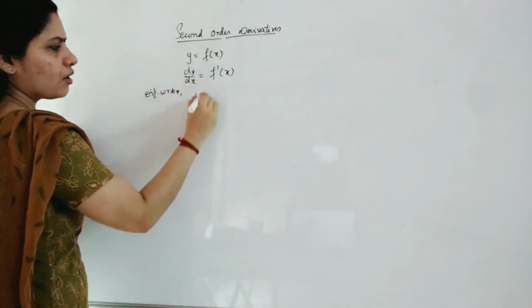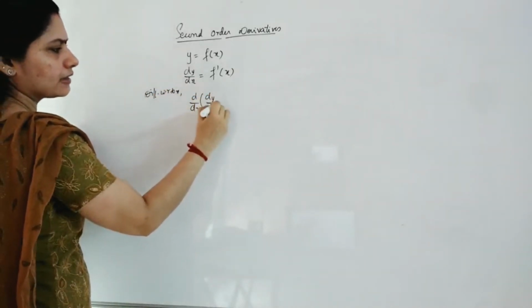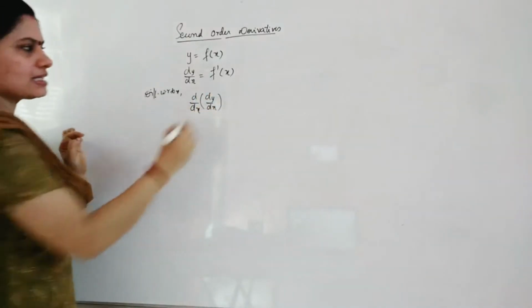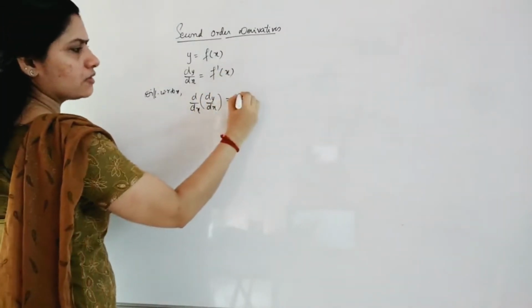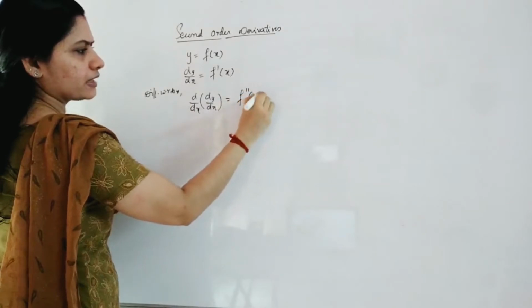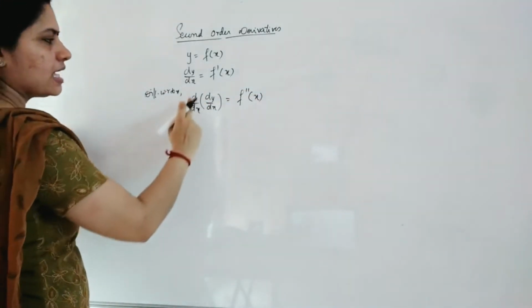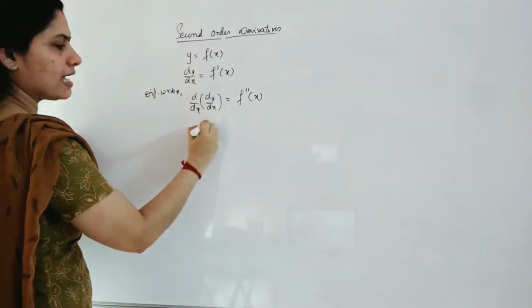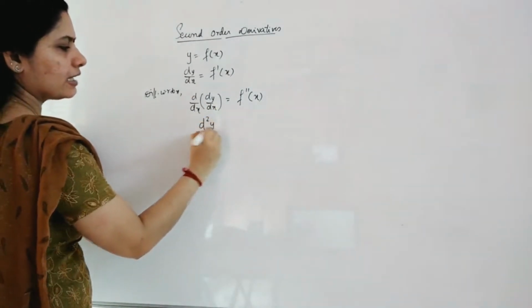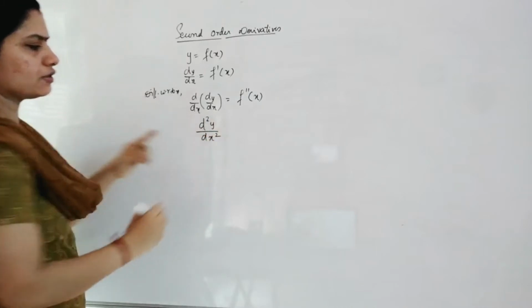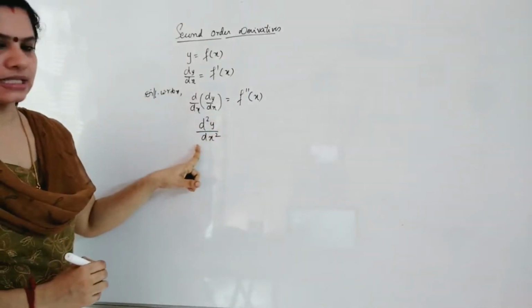d by dx of whatever you have in the left hand side, d by dx of dy by dx, which is equal to, and the notation will actually be f double dash of x, or you can say d by dx of f dash of x. So that will be f double dash of x, and this is notated as d square y by dx square. This is the notation used for second derivative.